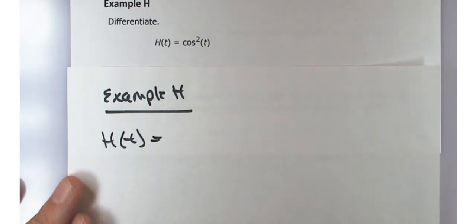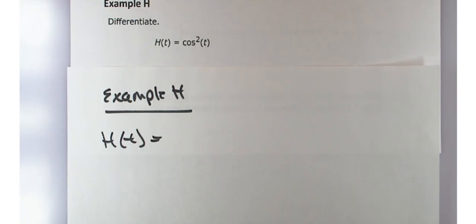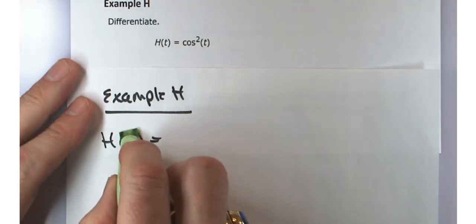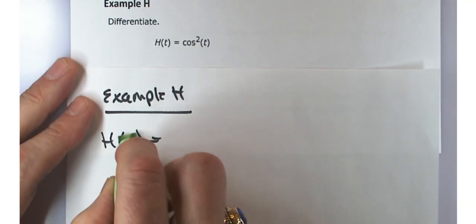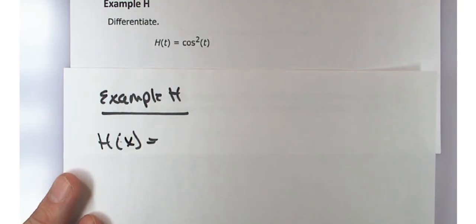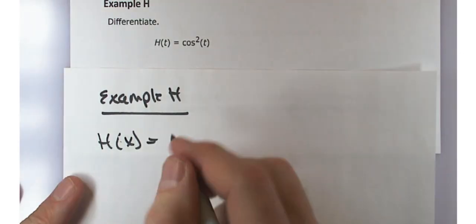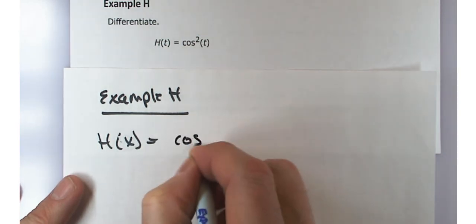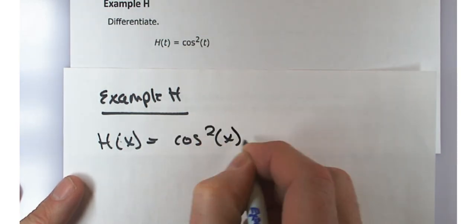You know what? Who was it earlier asking, can we use different variables? I think it was Antonio. In this case, I want to use a different variable because t's look too much like pluses. I'm just going to call that one h of x. It's rare that I'll use a t for this kind of stuff on exam. Cosine squared of x.